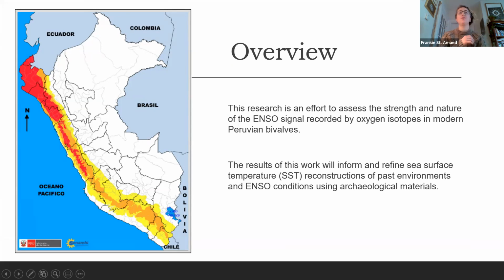Okay, so broadly speaking, my research is an effort to assess the strength and nature of the El Nino Southern Oscillation signal in the oxygen isotope ratios of modern Peruvian bivalves or shellfish. And I'm hoping that the results of this work are going to inform and help us refine sea surface temperature reconstructions of past environments and ENSO conditions using archaeological materials.